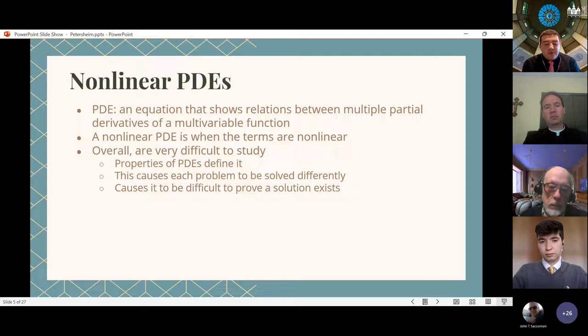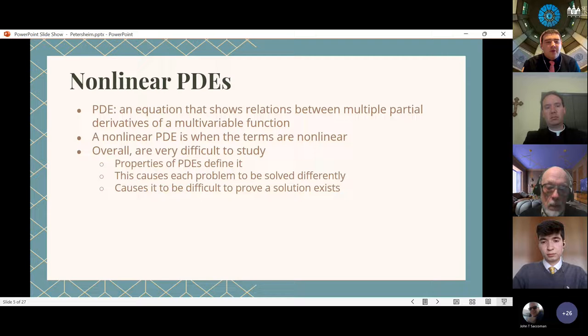Because the terms involved in our partial derivatives are nonlinear, they are very difficult to study and solve at times. The properties of PDEs can be defined, but they change depending on the equation. This constant change makes solving each type of PDE completely different. This in turn makes it difficult to prove whether a solution exists or not for a PDE.